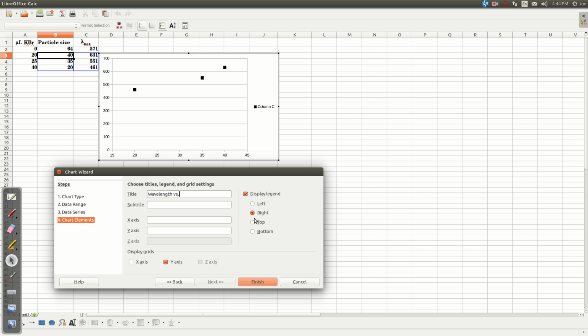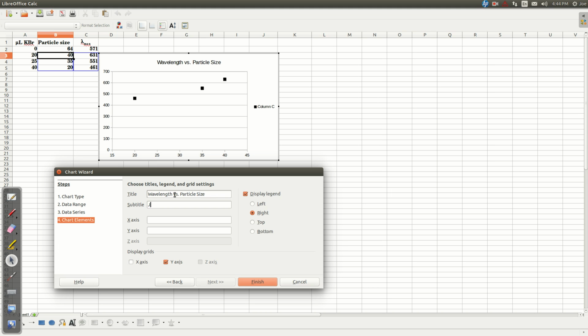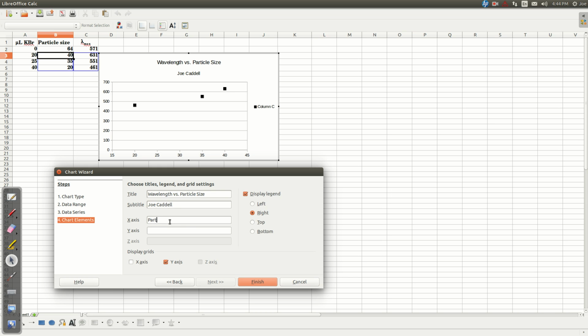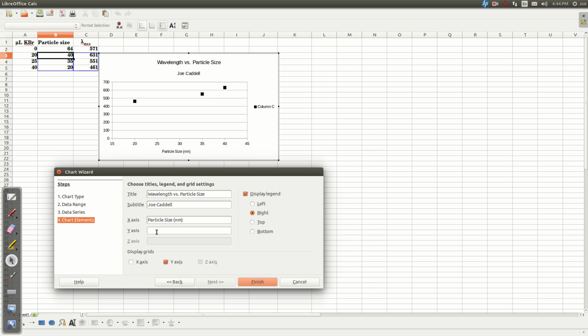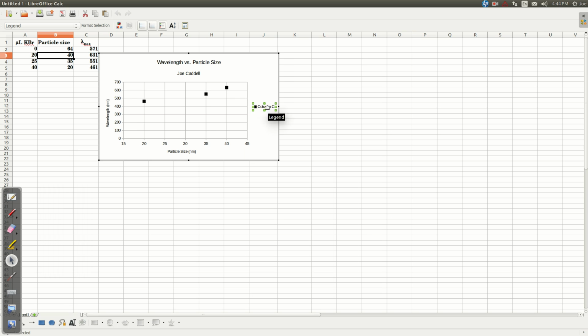insert the title, wavelength versus particle size, subtitle, put your name, label the x-axis and y-axis. X-axis is particle size. Units are nanometers. Make sure you get the units in there. Same thing for the y-axis. That's wavelength. Units also are nanometers. All right. Display the x and y-axis grids. Finish.